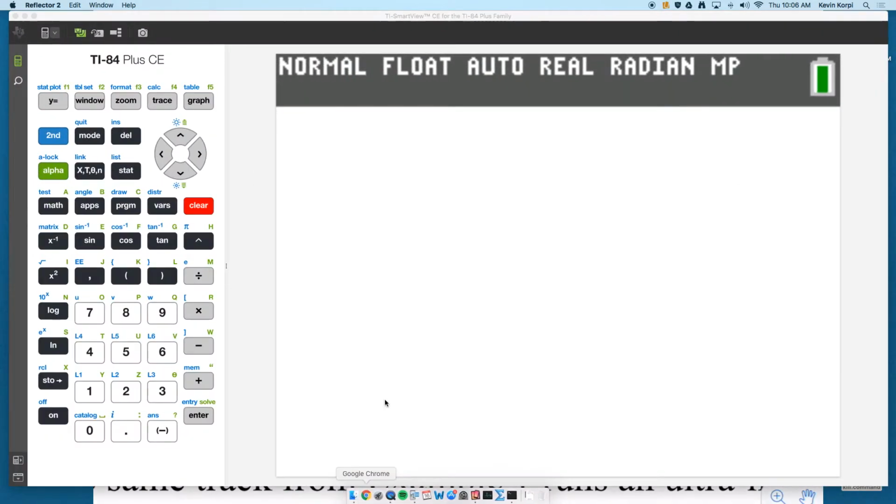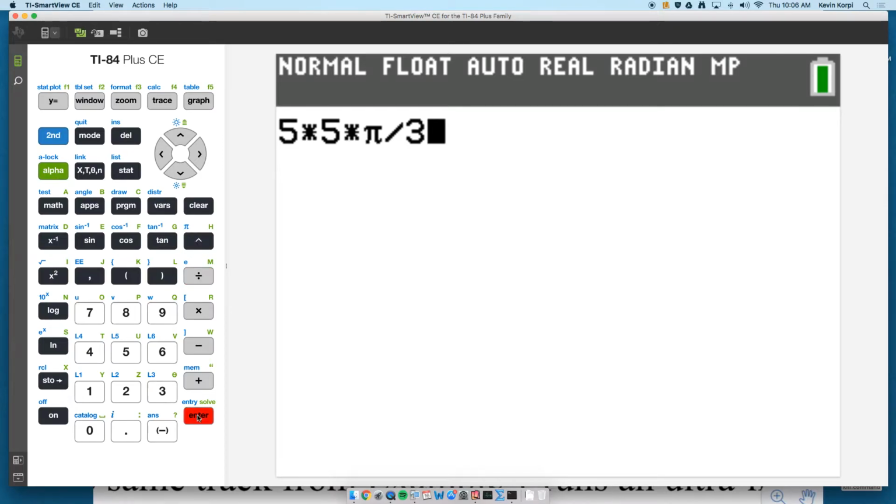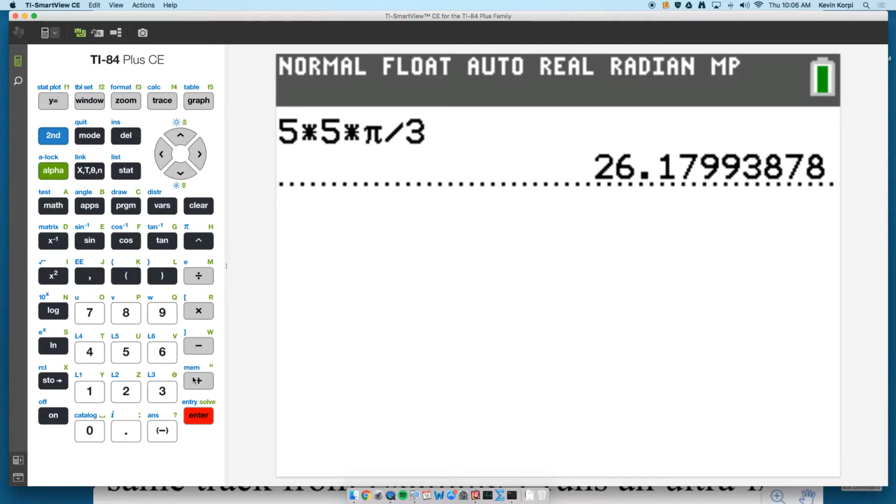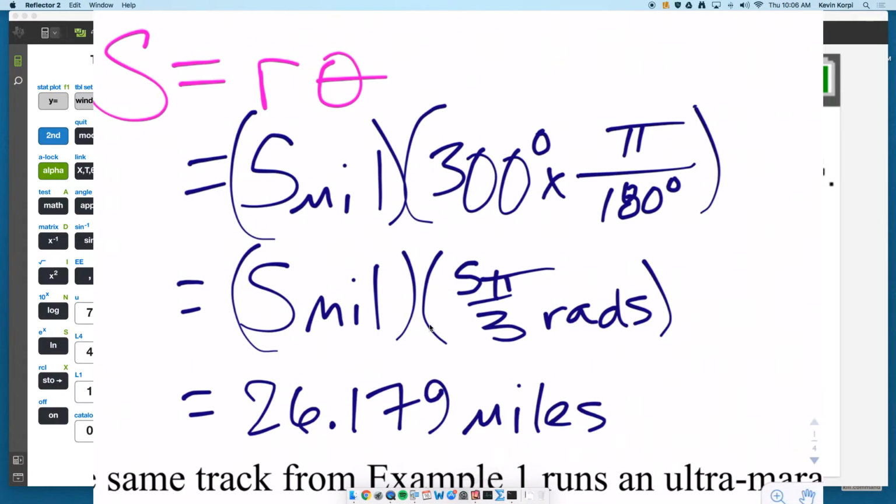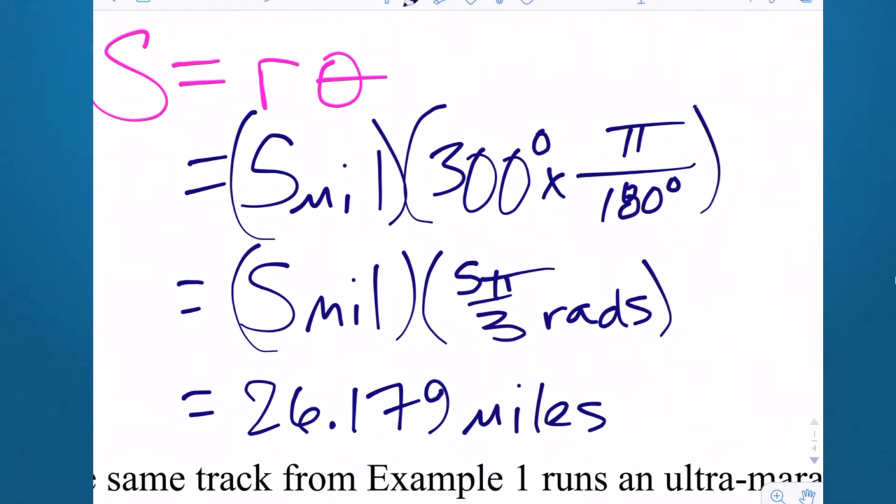So now we go to the calculator, and we'll type it in: 5 times 5 times pi, use the pi button, and then divide it by 3. And then you report 3 decimals. So 26.179 miles. So I am definitely not going to make fun of this guy for not making it all the way around once. Because he ran just short of a full what? Marathon, which is 26.2 miles.